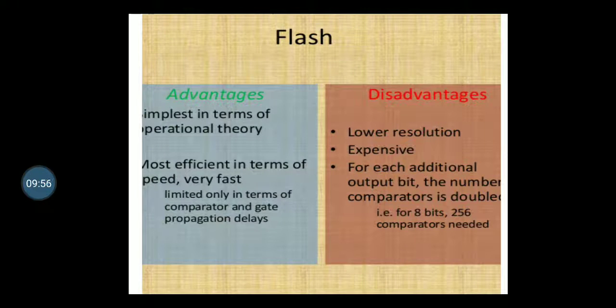Next, advantages of the flash type ADC. The simultaneous type AD converter is the fastest, and the construction is simpler and easier. Disadvantages: it requires a large number of comparators, is expensive, and has lower resolution.